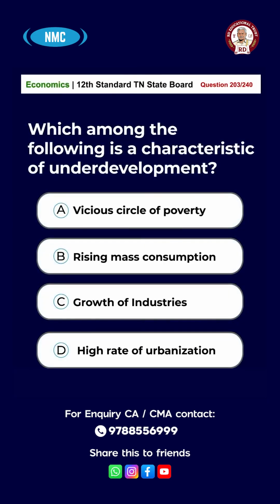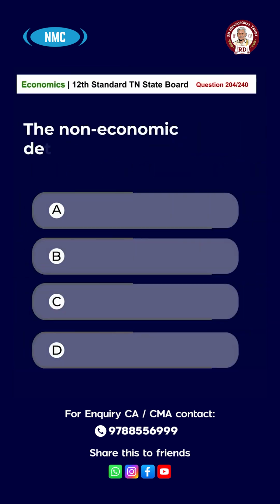Question number 203. Which among the following is a characteristic of underdevelopment? A. Vicious circle of poverty. B. Rising mass consumption. C. Growth of industries. D. Higher rate of urbanization. The answer is option A. Vicious circle of poverty.